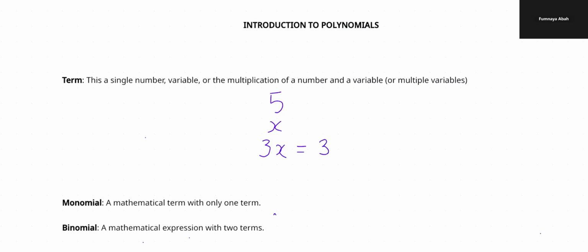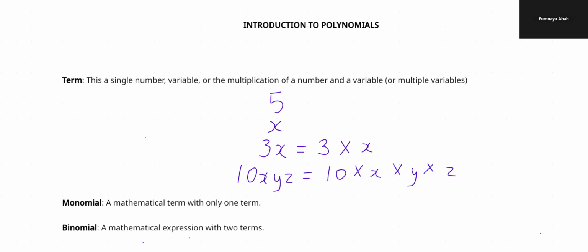But in algebra, the multiplication sign is not seen. So we just write 3 times x as 3x. So any case where we multiply a number and a variable or multiple variables, we just remove the multiplication sign and write down the number and variable together. So something like 10xyz is also a term because it's the multiplication of a number and three variables, x, y, and z. It's just the same as saying 10 times x times y times z. So these are all examples of terms.